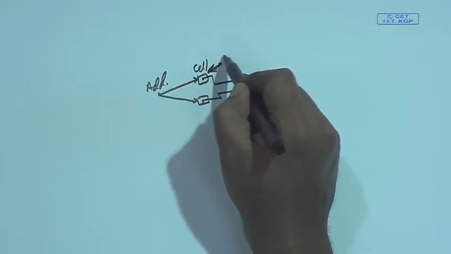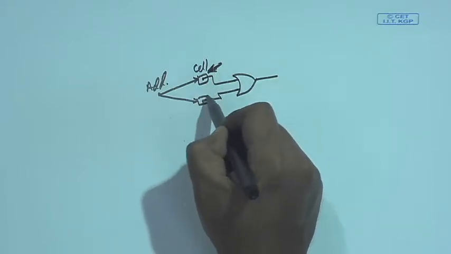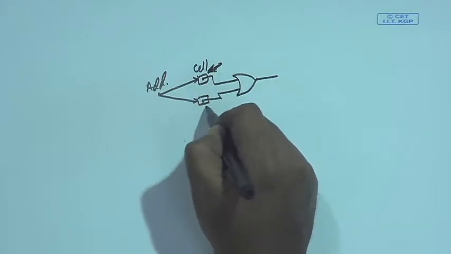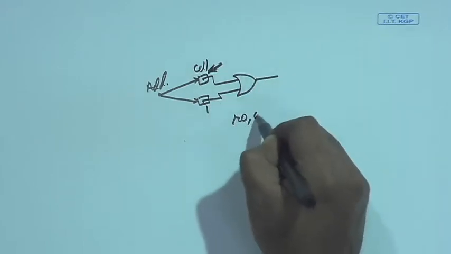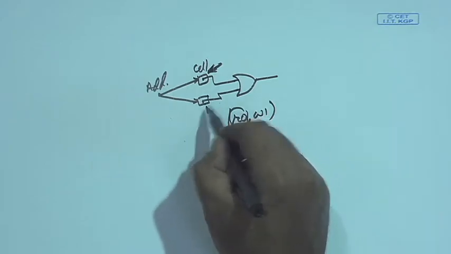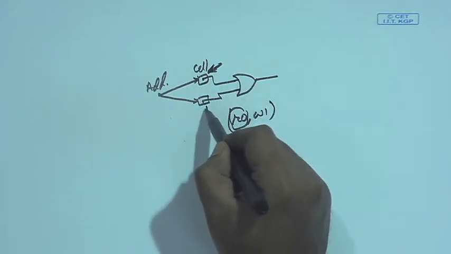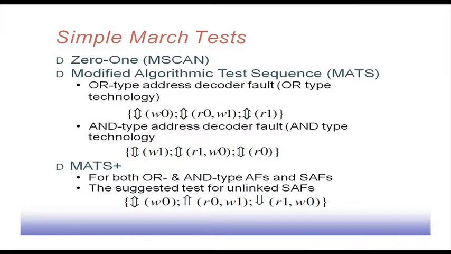While I was doing a write operation here, maybe this cell also got modified. So this cell also became 1. As a result, in this R0 W1 template, when R0 is done on this cell, it will fail because it is already 1. So for OR type technology, this will be detecting the address decoder fault.